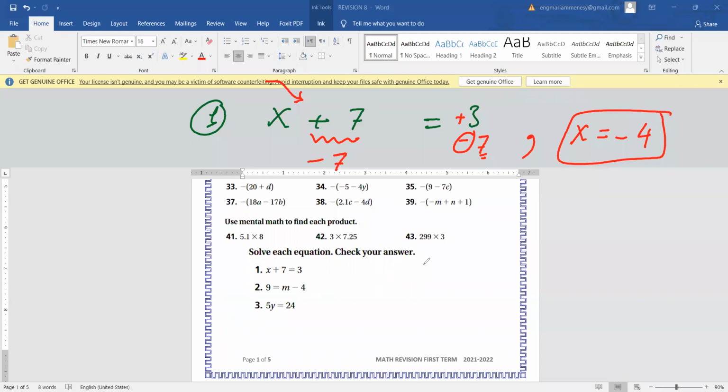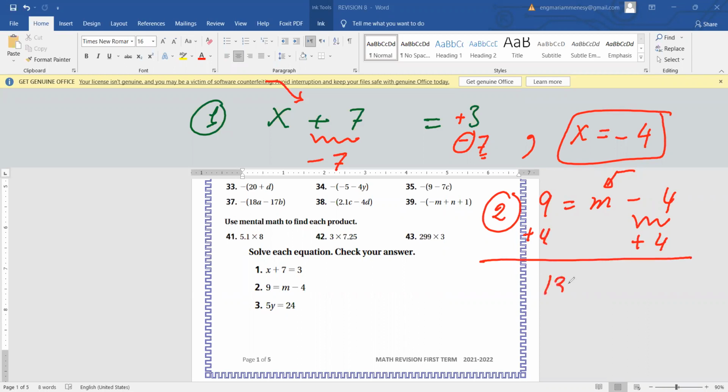Number 2. Where is the variable? Left hand side or right hand side? Left. Okay. I'll add the opposite sign. If negative, add positive. If positive, add negative.